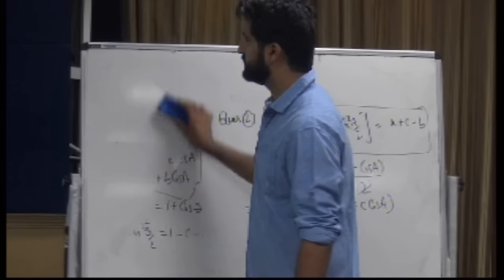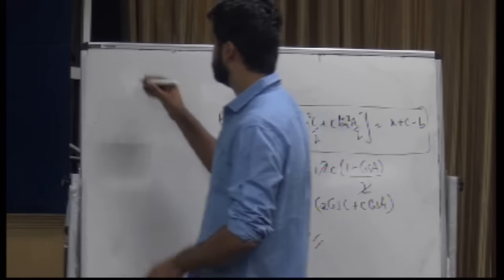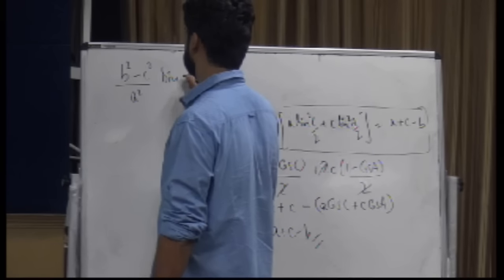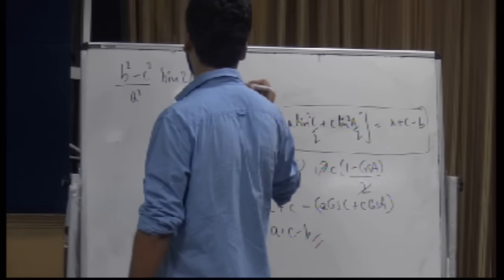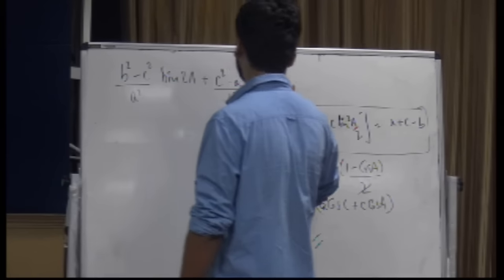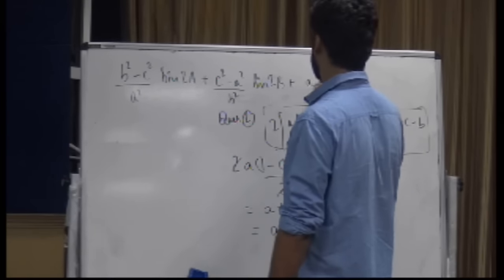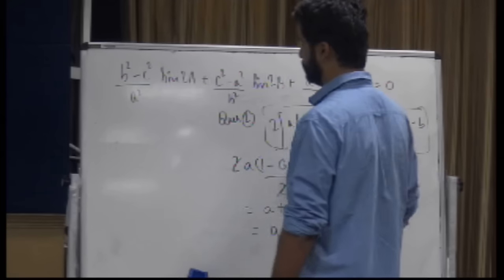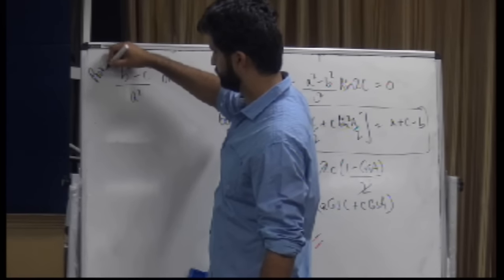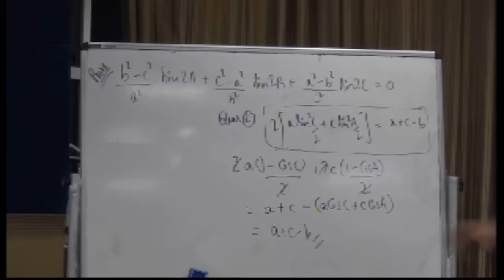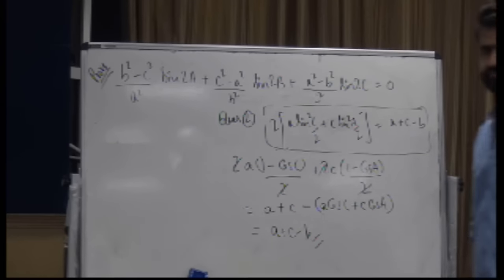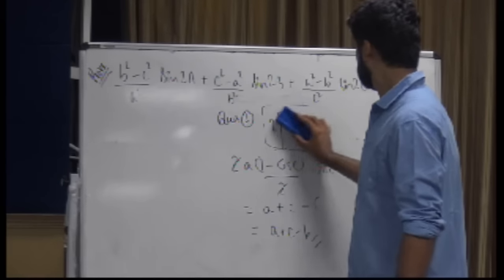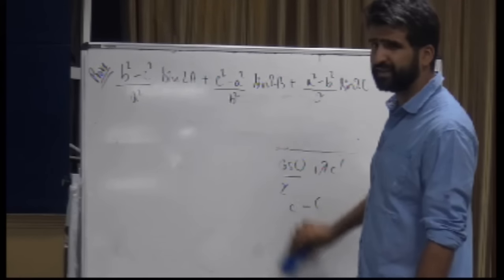So B square minus C square upon A square sine 2A plus C square minus A square upon B square sine 2B plus A square minus B square upon C square sine 2C. You have to prove that this is equal to 0. Okay, let's try. NCERT's question. Okay, it shouldn't be a problem. So I think in this one you'll use both sine and cosine formulae.